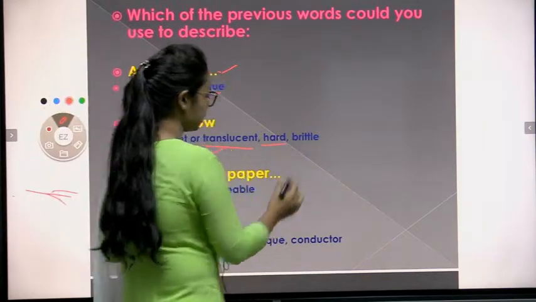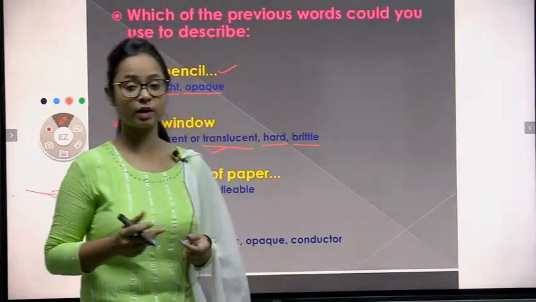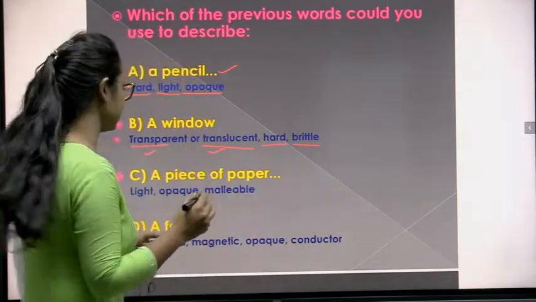Secondly, they have the property of being hard, and brittle means you can easily break a glass. Basically, windows are made of glass only, so they will break easily.